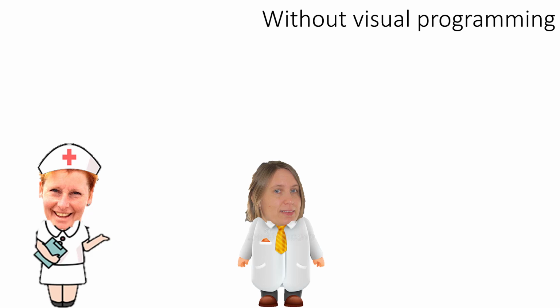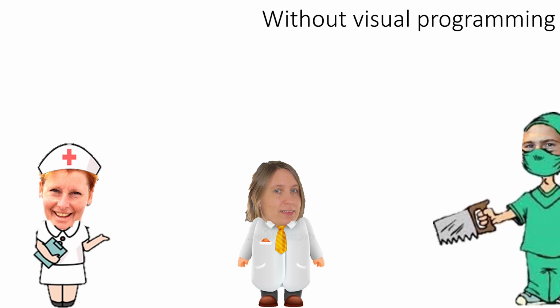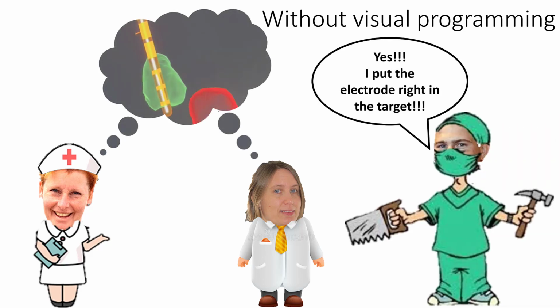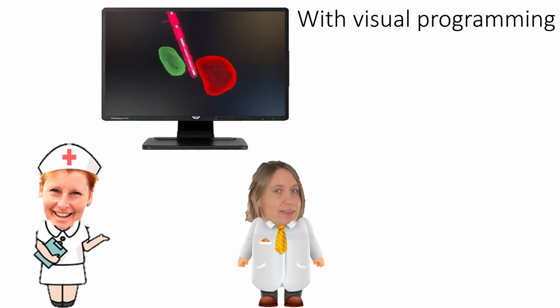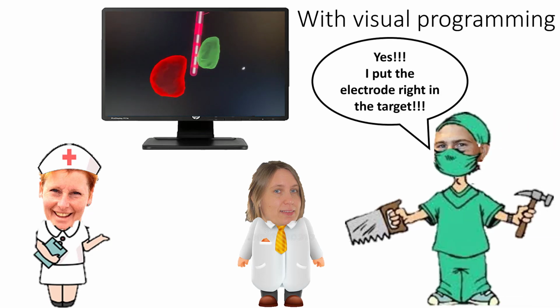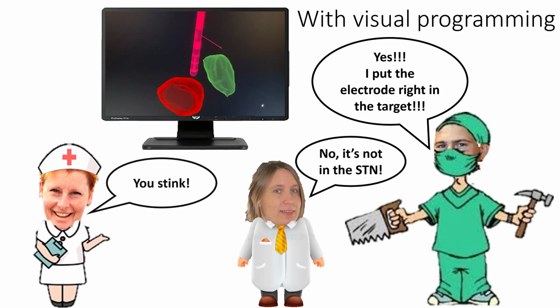So, before ending this presentation, I would just like to mention one consequence of visual programming, which we neurosurgeons will have to be aware of. Before visual programming, most programmers would simply have to trust the neurosurgeon's word regarding the location of the electrode. But with visual programming, they can look for themselves. This means that we neurosurgeons now find ourselves in a situation where our work will be scrutinized by others.